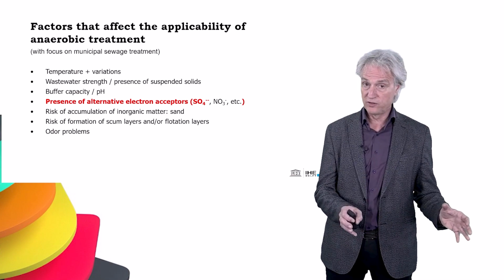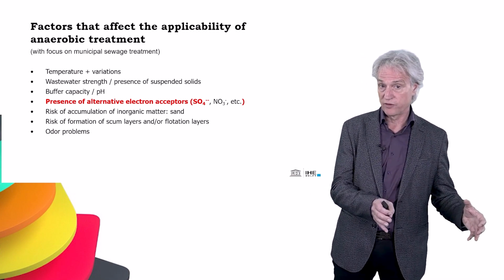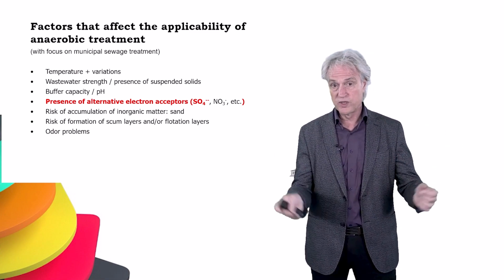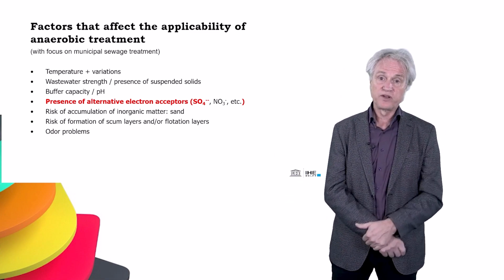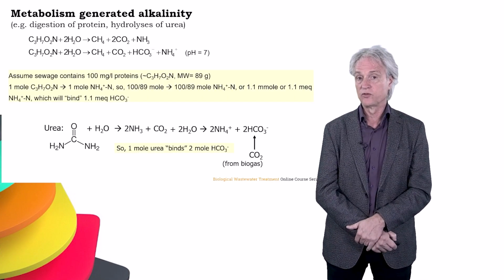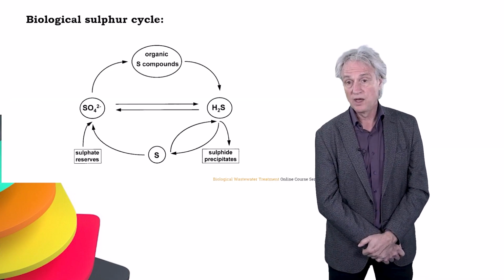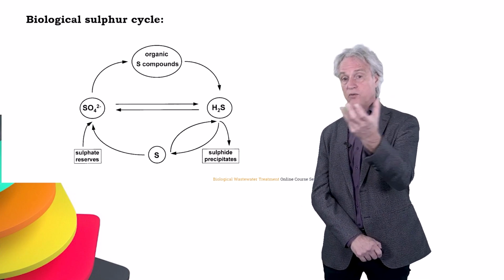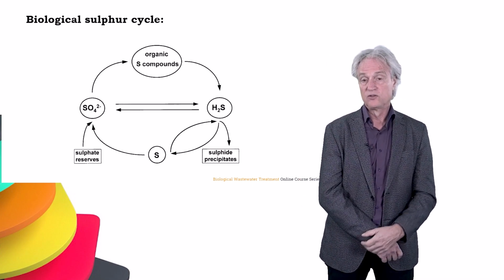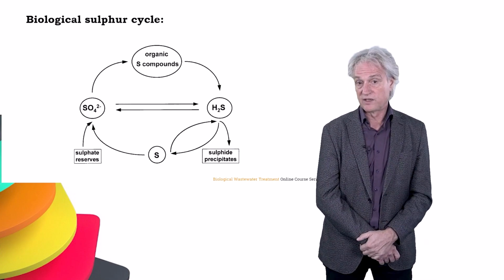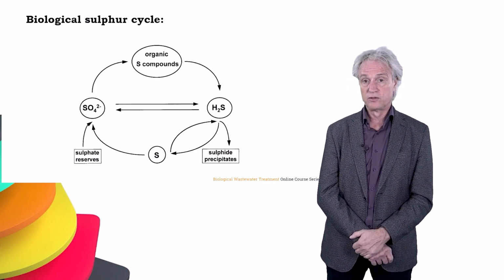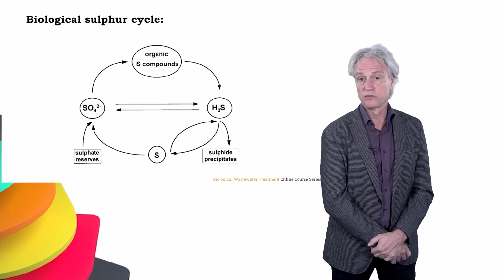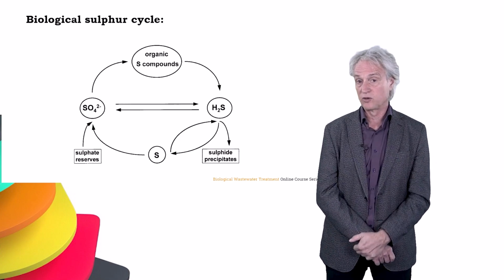There was the buffer capacity, so we do generate our own buffer, particularly with municipal sewage and with black water treatment. Now the other one was the presence of alternative electron acceptors that we also discussed. And that is to do with the S cycle. Sulfate is being reduced to sulfite. Sulfite can be oxidized again to elemental sulfur. Now there's another part of the sulfur cycle, which is the production of organic S compounds.